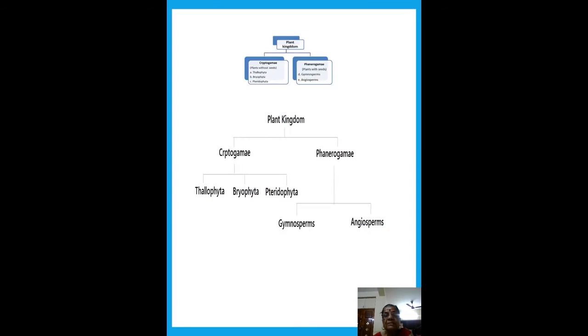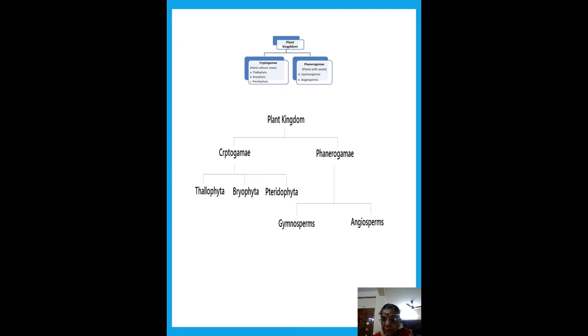The next one is the plant kingdom. Overall, the plant kingdom is classified into cryptogamy and phanerogamy. Cryptogamy means they are non-flowering plants. In phanerogamy, up to Gymnosperm they are non-flowering, but they produce seeds. So phanerogamy plants are seed-bearing plants. Are you clear? Under cryptogamy we have Thallophyta, Bryophyta, Pteridophyta, and Gymnosperm. Gymnosperm is non-flowering but seed bearing, whereas the others are non-flowering and seed will not be present. So I repeat, cryptogamy is classified into Thallophyta, Bryophyta, Pteridophyta and seed-bearing Gymnosperm.